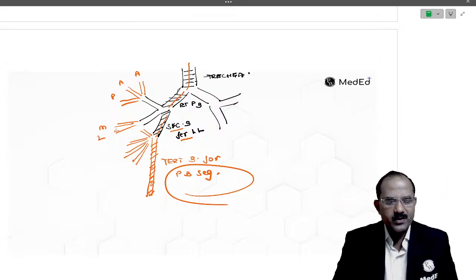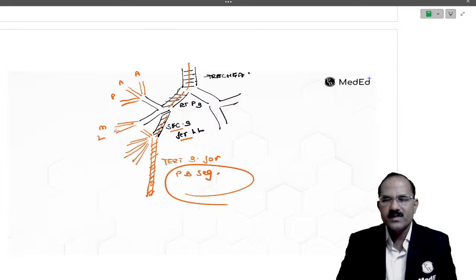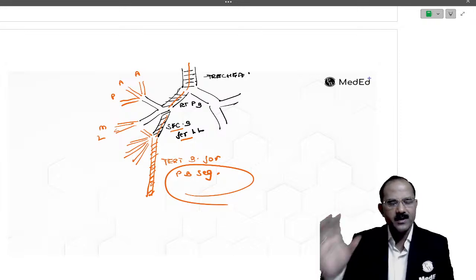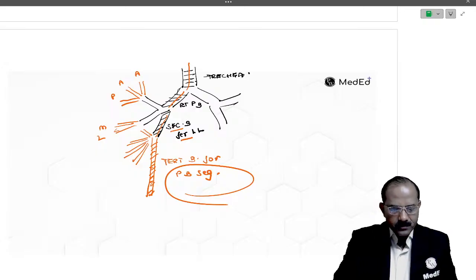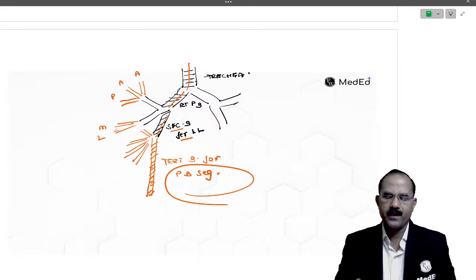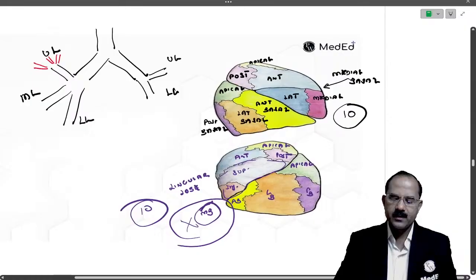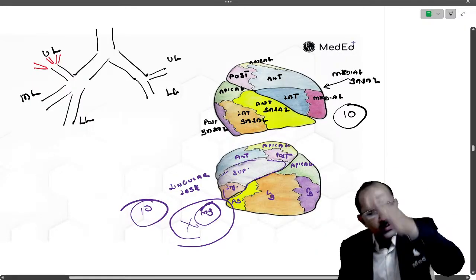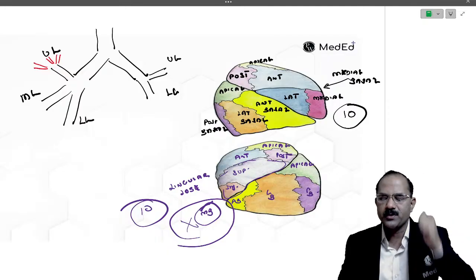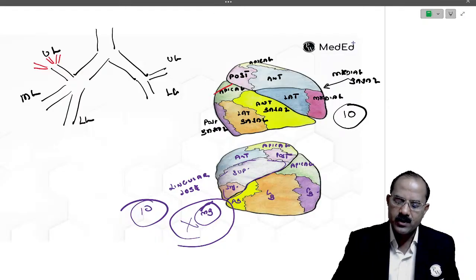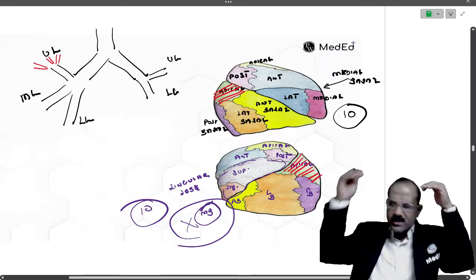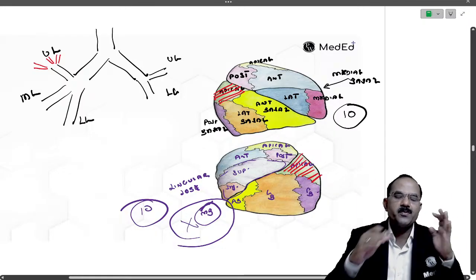I hope this is clear to all of you. A foreign body entering the nose directly goes into the posterior basal segment of the right lung. Clear to all of you? Now tell me, when we lie supine, which is the lowest part of the lung in supine position? The lowest part of the lung in supine position is the apical segment of the lower lobe. Apical segment of the lower lobe. That's the lowest part of the lung in supine position.